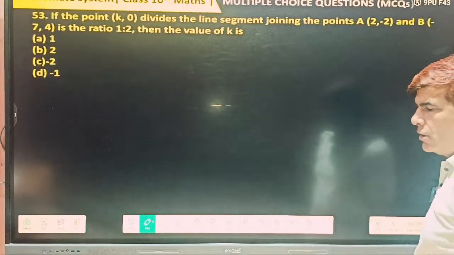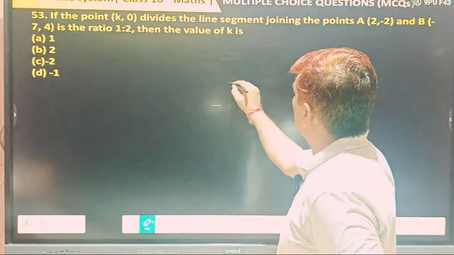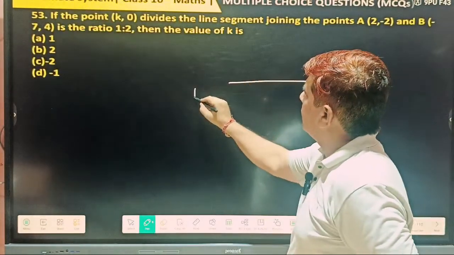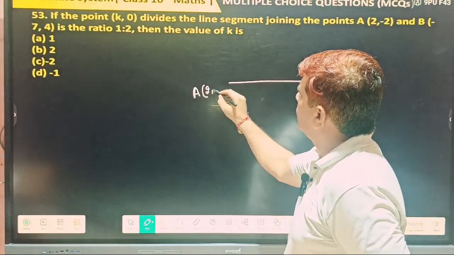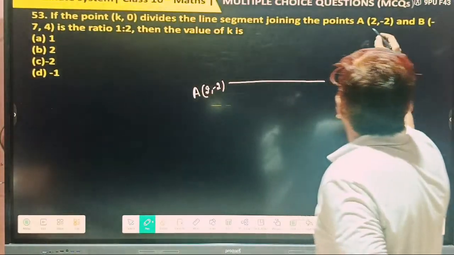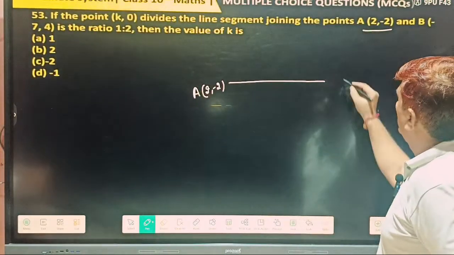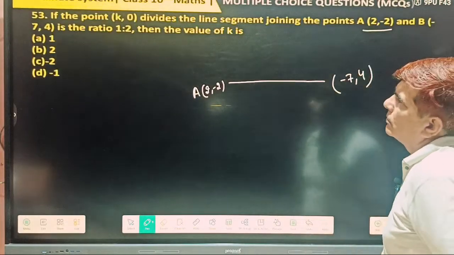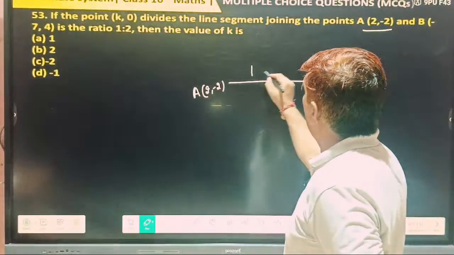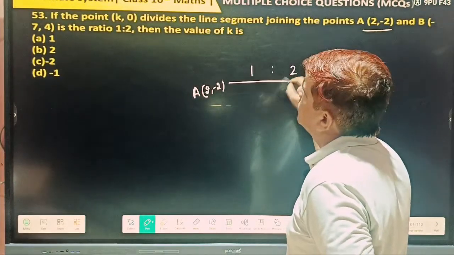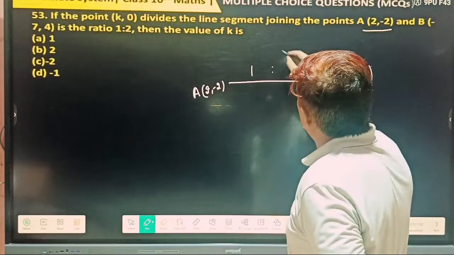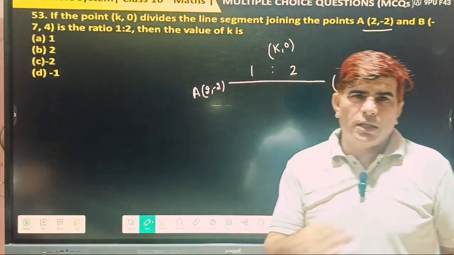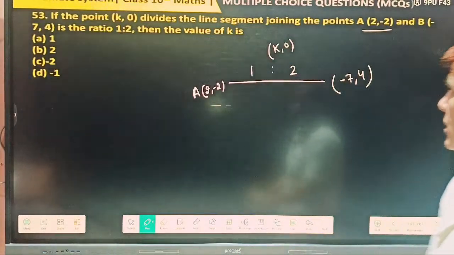In the next question, also related to this, we have to find out this. Divide the line segment joining the points A, whose coordinates are 2 and minus 2, and B, minus 7 and 4, in the ratio 1 raised to 2. And what are the coordinates of this point? K and 0. It means this point is lying on the x-axis.